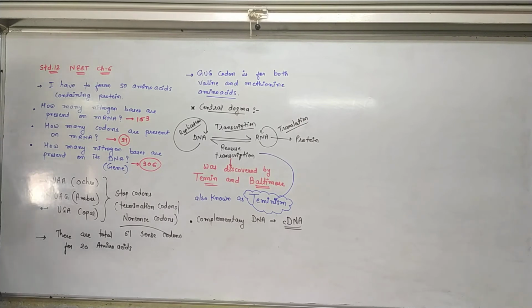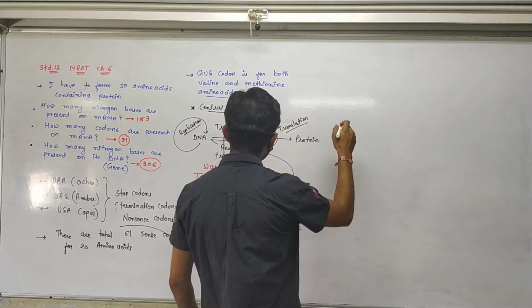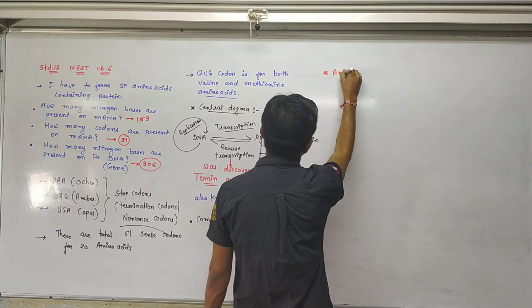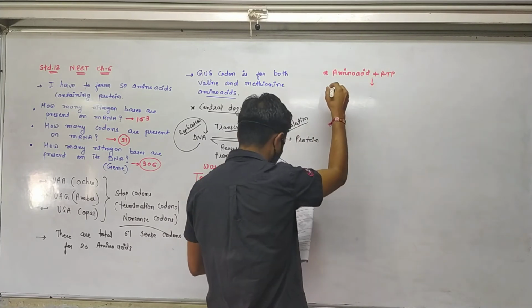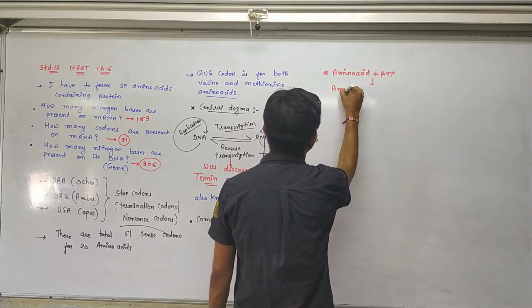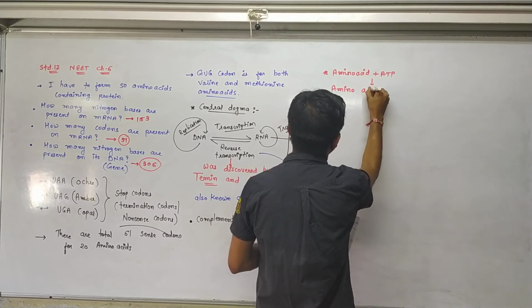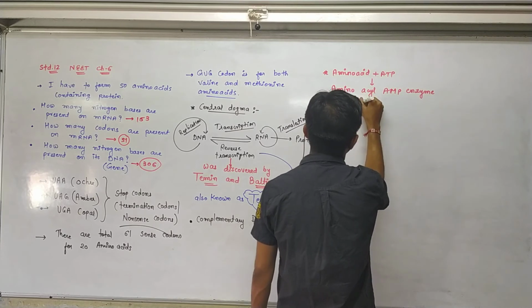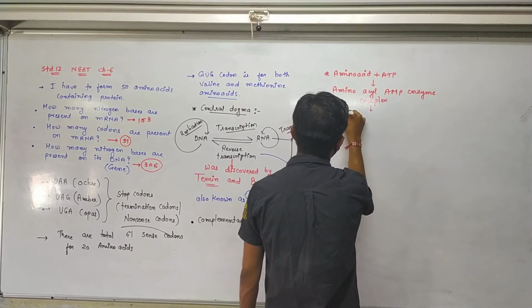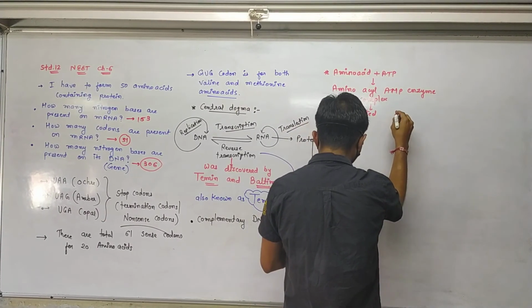Now the translation process. In the translation process, when an amino acid binds with ATP and forms an amino acid AMP enzyme complex, this is known as an activated amino acid.